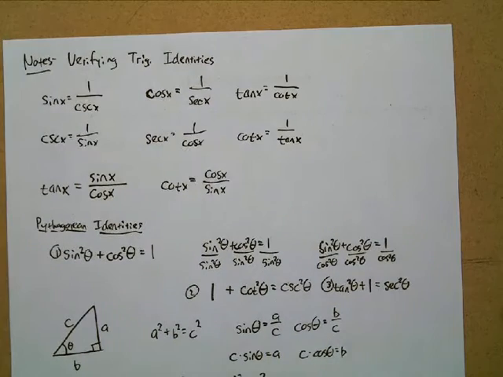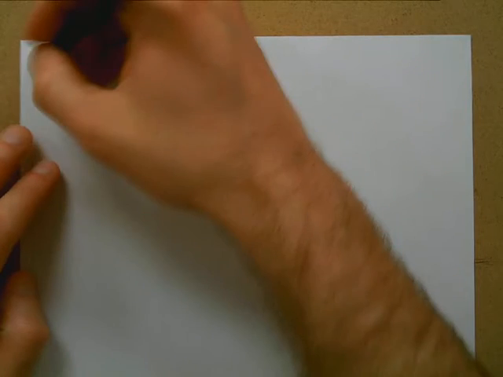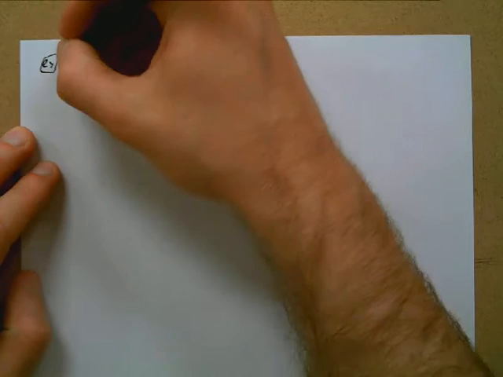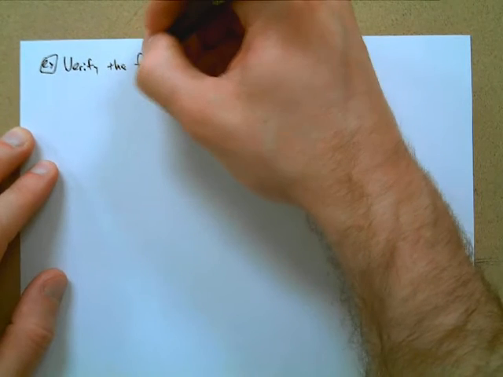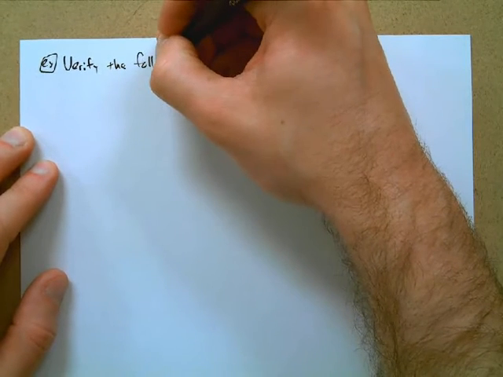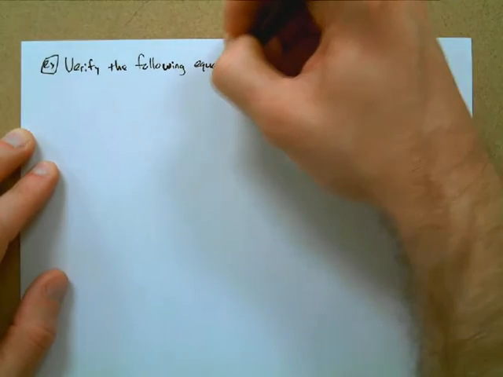Okay, so what we're going to be using these identities for today and Monday, and they have lots of applications other places, but today we're going to be just trying to verify the following equation. Okay, so here's what we're trying to verify. We're trying to verify that the secant of theta times the sine of theta over the tangent of theta is equal to 1.